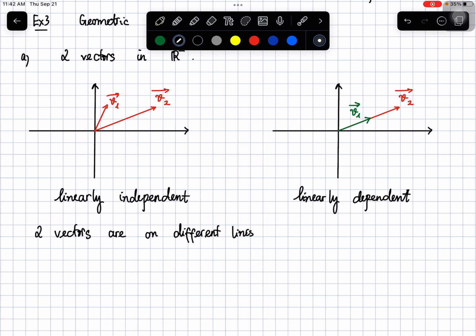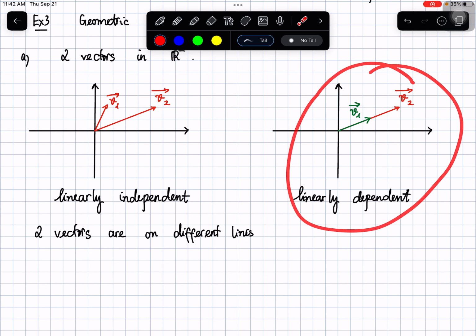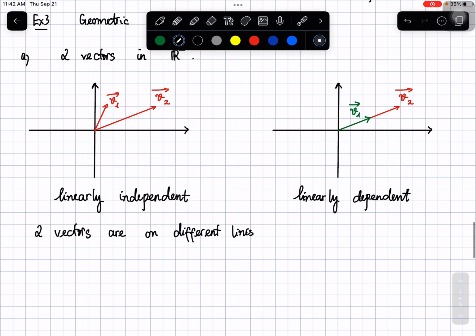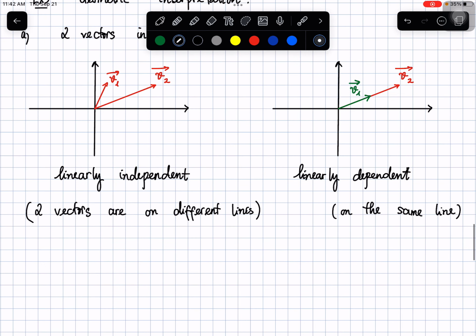And in this case they are linearly dependent. These two vectors are on the same line. One way we can think about that is this. We always start with a linear combination, say C1 times V1 plus C2 times V2 equal to vector 0, right?